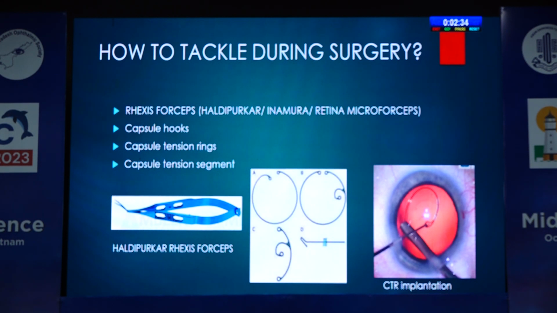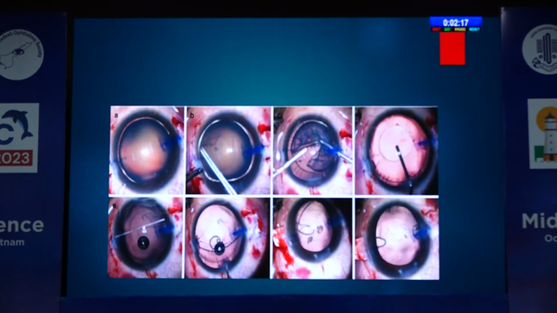These are the instruments. If you are tackling a weak zonule, these are the instruments we have to keep ready along with the regular cataract surgery set, because in a normal case we don't keep these. So rhexis forceps, CTR, CTS, capsule rings, all these things should be kept ready.